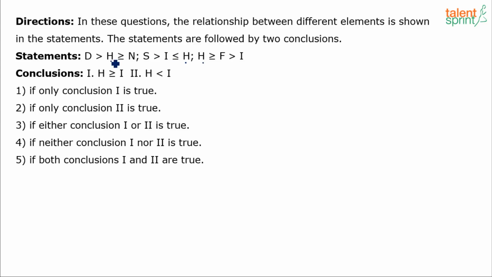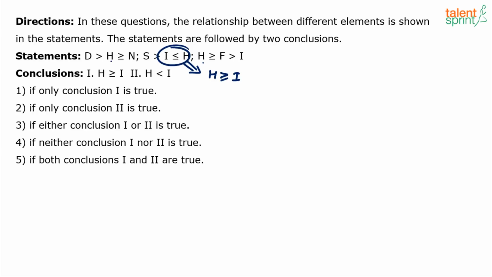You see, here we have got D greater than H, H greater than or equal to N, S greater than I less than or equal to H. So if I is less than or equal to H, clearly H is greater than or equal to I. And then the next conclusion says H greater than or equal to F, F greater than I.